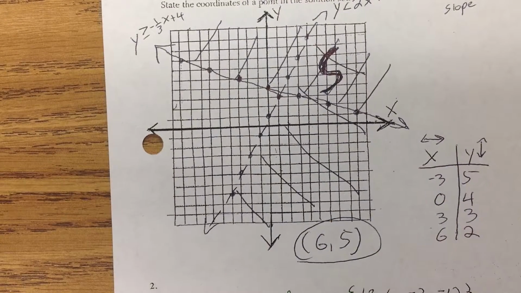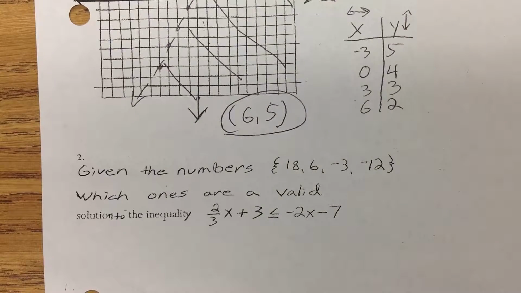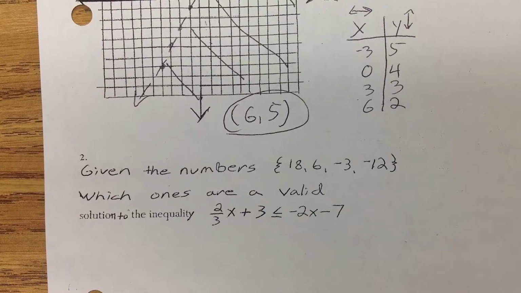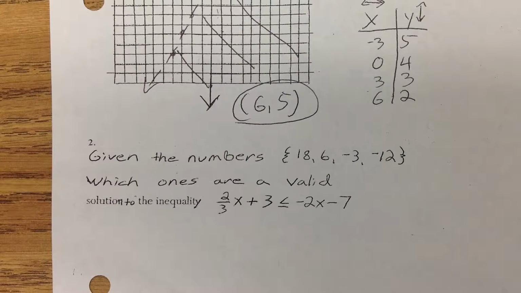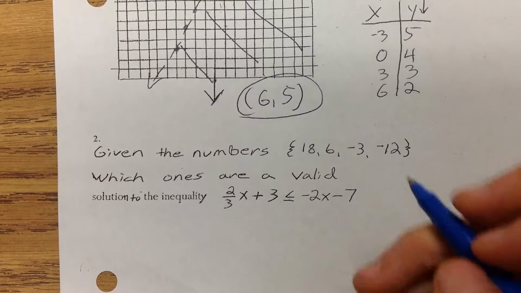Okay, let's take a look at the next one. Given the numbers 18, 6, -3, -12, which ones are a valid solution to the inequality 2/3 x plus 3 is less than or equal to -2x minus 7? All right, so all we're going to do here is we're going to just solve this inequality and see which of those fall in our solution set.